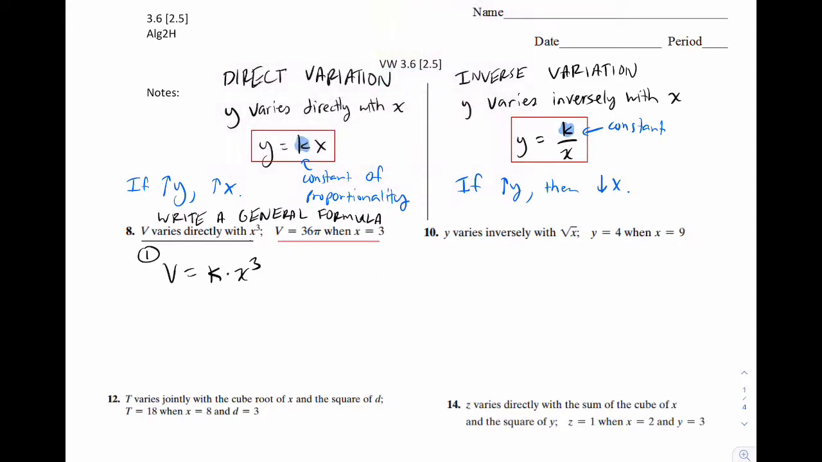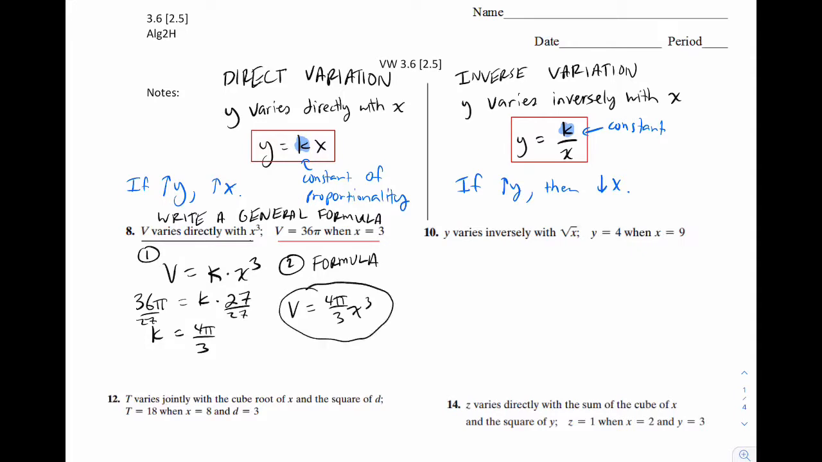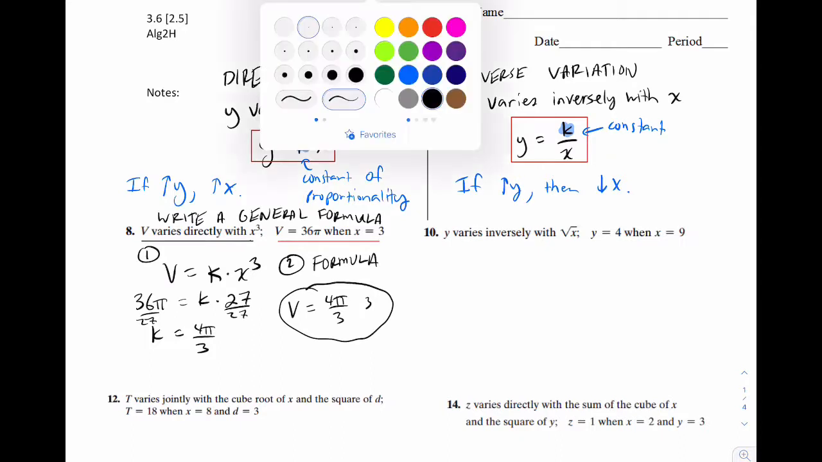So in our first step, we just keep going. We plug in 36 pi is equal to k, and you plug in 3, so that would be 27 because it's cubed. So k, after you divide by 27 to both sides, that's going to be 4 pi over 3. So there's your constant. So step 2, that's your formula. All you got to do is plug k back in. So v should equal 4 pi over 3 x cubed. And there it is. I'll make the x a little bit nicer.